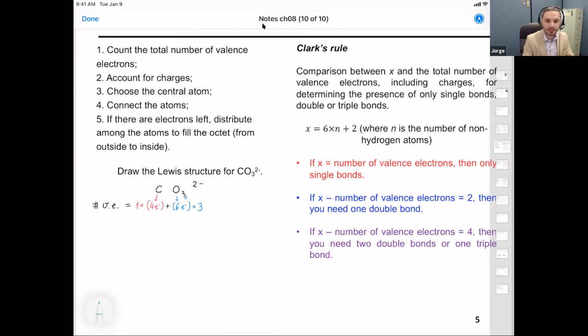And in this case, we have a charge. This charge is negative, and the magnitude of the charge is 2. So we have to account for charges in this case. Because the charge is negative, that means electrons are being added. So we are going to add, okay? Here, adding electrons. And the number that we are going to add is exactly the magnitude of the charge, 2.